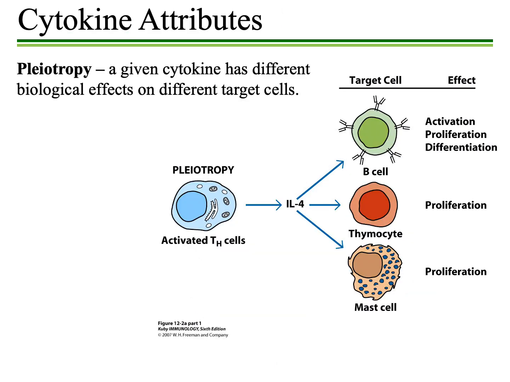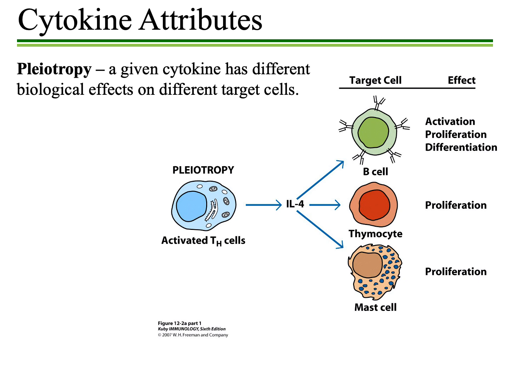With the next series of slides, I'm going to focus on what I refer to as cytokine attributes. These are mechanisms or ways that cytokines can actually behave. So the first one is something known as pleiotropy. Pleiotropy is a term in this specific case that is referring to a cytokine that has different biological effects on different target cells.